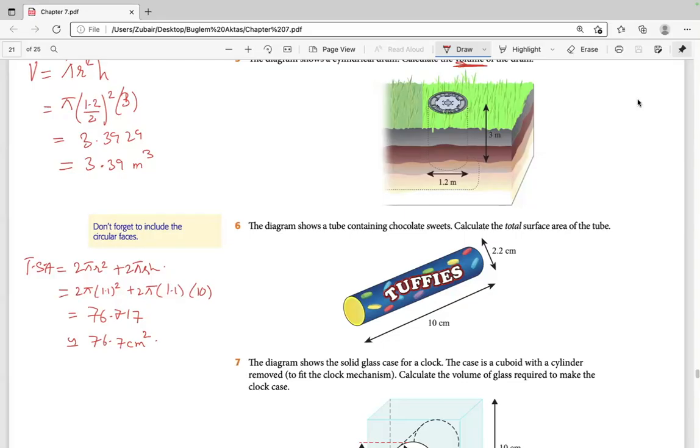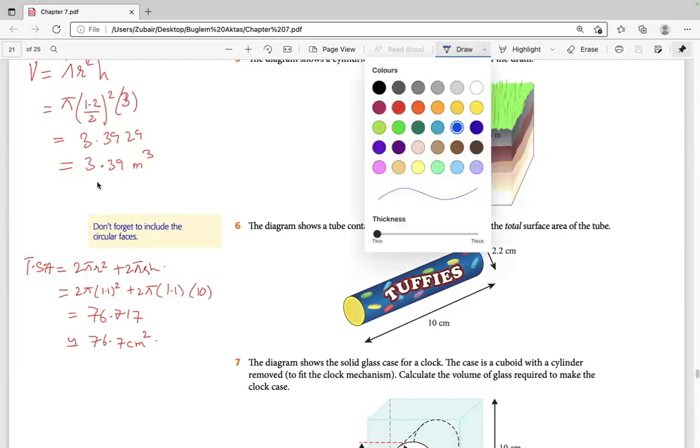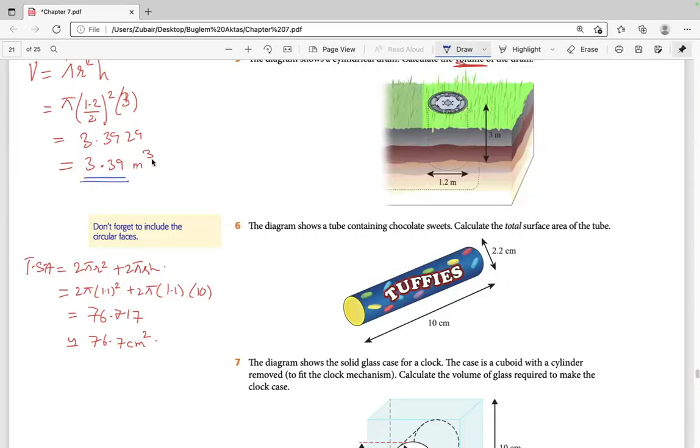76.72. Yes. When we wrote this answer, I said three significant figures. And when you say 76.72, that is four significant figures and two decimal places.